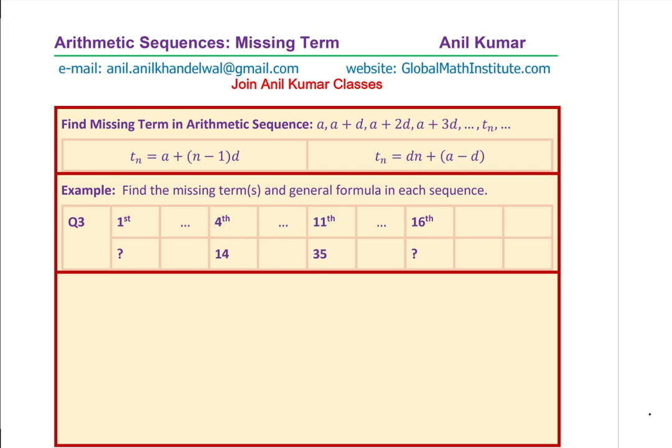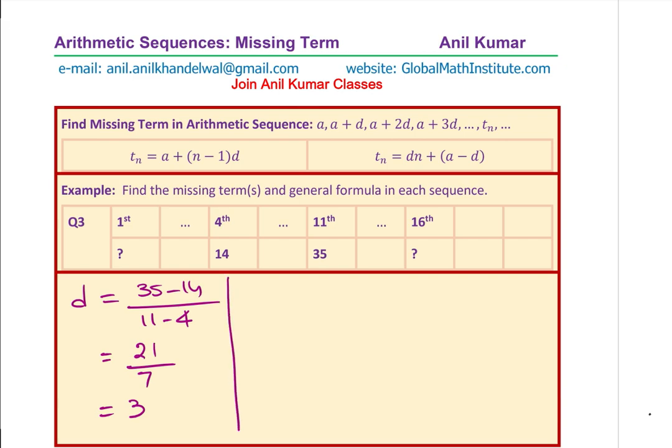You can find the value of d, right? So d basically is the quotient of the difference between these two. So we have 35 minus 14 divided by 11 minus 4. And the value of d is, now you can say 5 minus 4 is 1, 3 minus 1 is 2, and 21 divided by 7 gives you 3. So we have the value of d as 3.